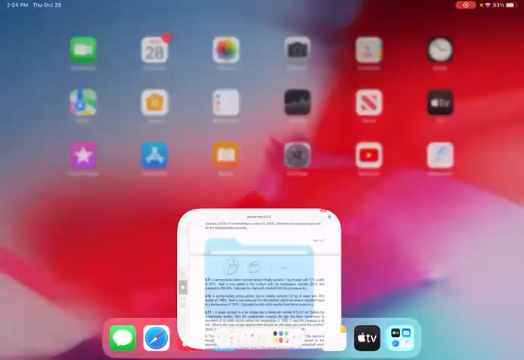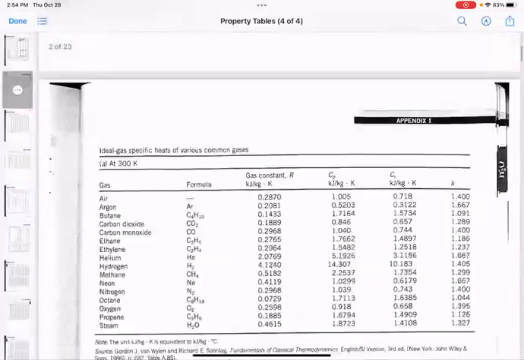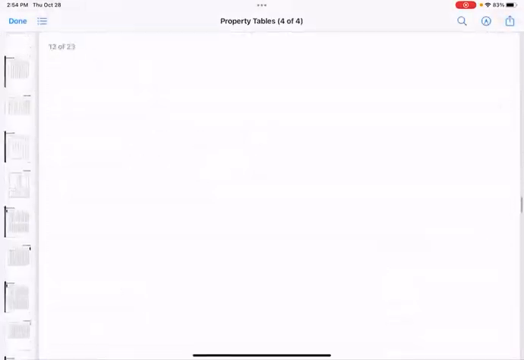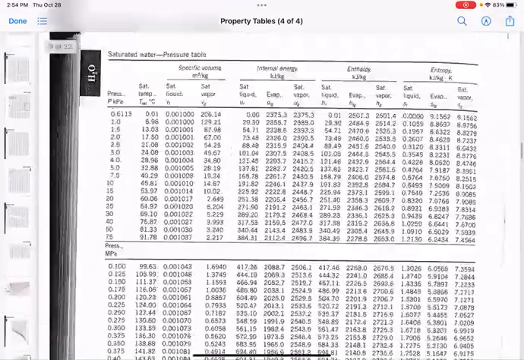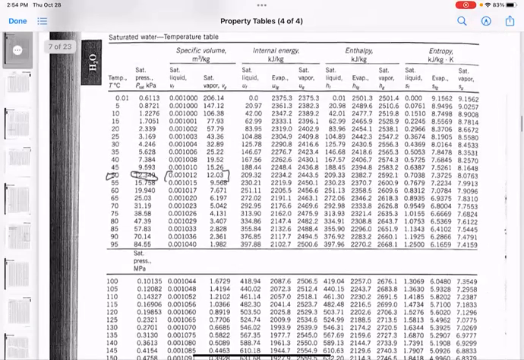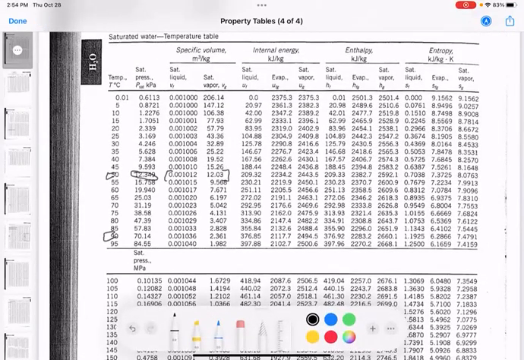So let's see what that gives us. Because we have some quality, we know that it's a mixture. Go straight to the mixture tables, sorting by temperature. We're told 90, so it's going to be on this line at 90% quality.